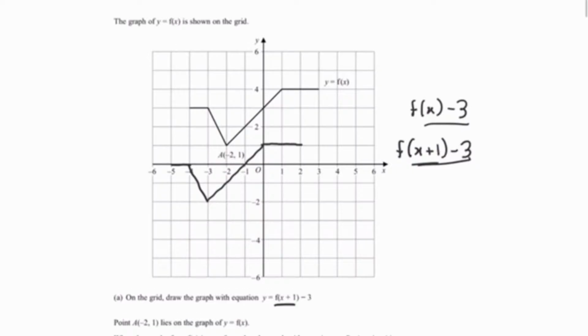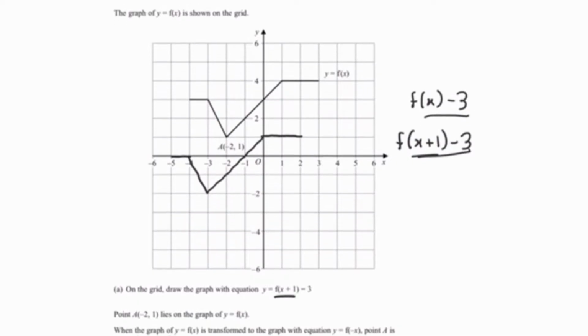So once we've done part A, we have part B, which is saying the point A (-2, 1) lies on the graph of y equals f(x). And we're told when this graph f(x) is transformed to y equals f(-x), point A is mapped to point B. We want to find the coordinates of point B.